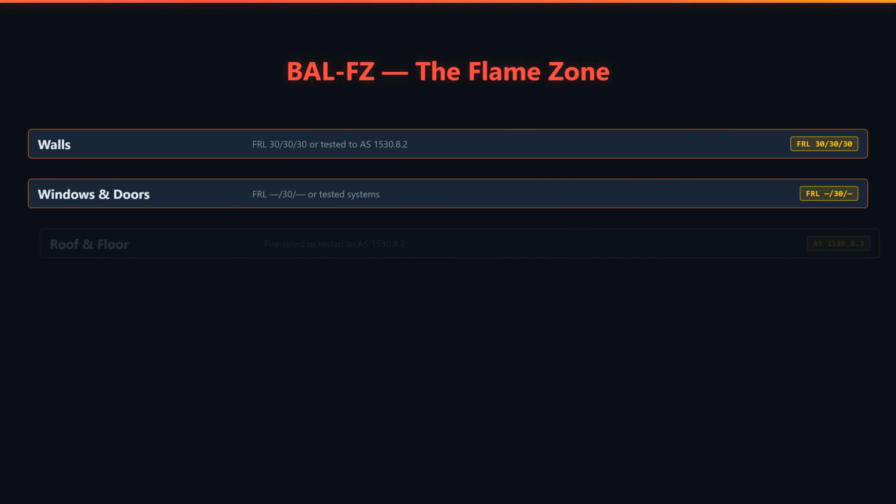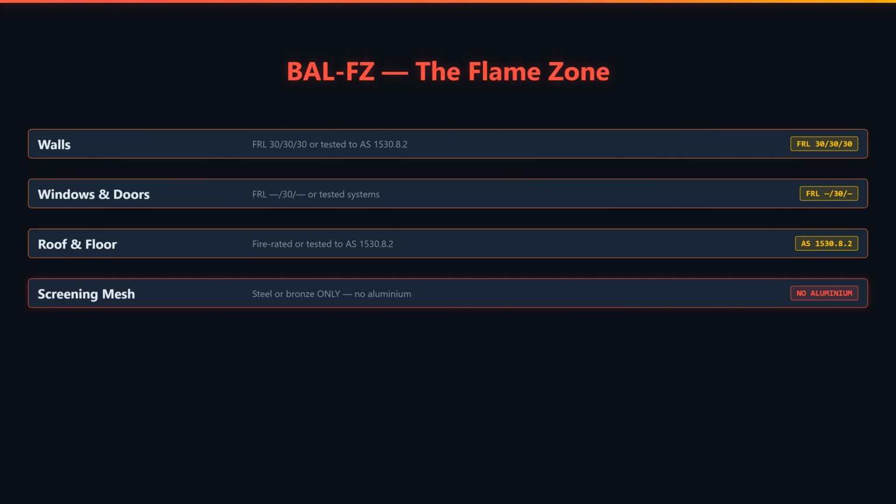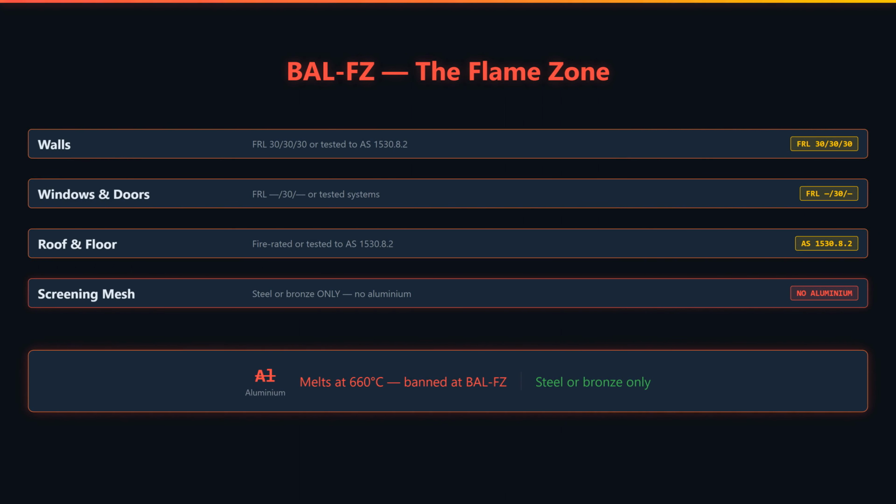BAL-FZ, the flame zone. Direct flame contact is expected. This is where construction gets extreme and expensive. Walls must achieve a fire resistance level of 30-30-30 or be tested to AS 1530.8.2, a more rigorous test than BAL-40 uses. Windows and doors need an FRL of -30 or tested systems to the same standard. Your roof, floor, and subfloor structure all need fire rated or tested solutions.